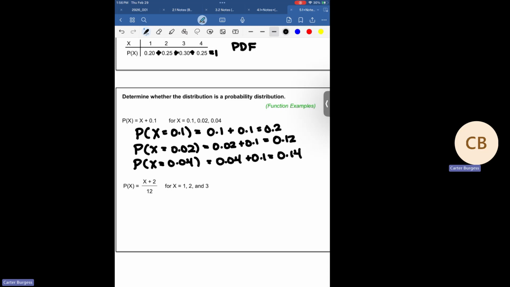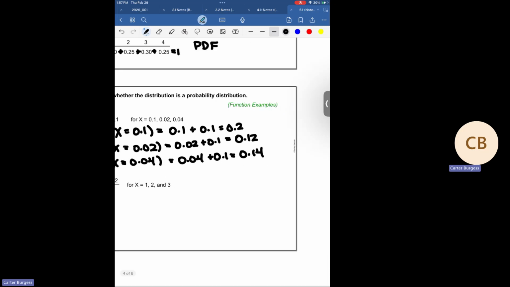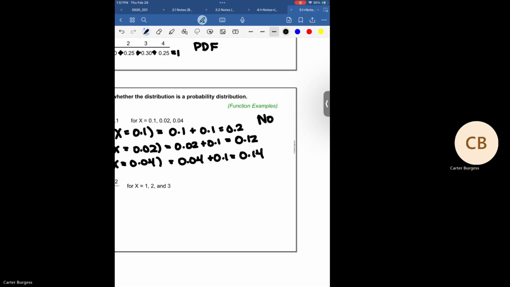So for these values of x for which it is defined, is this a PDF? No, why not? They don't add up to 1. All right, 0.2 plus 0.12 plus 0.14 adds up to 0.46, which is too small. And so this would not be a PDF.